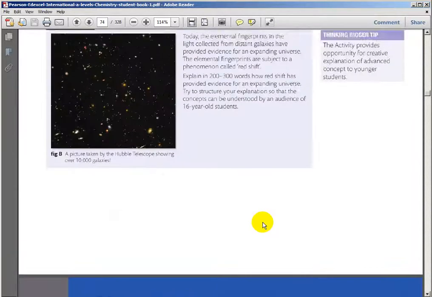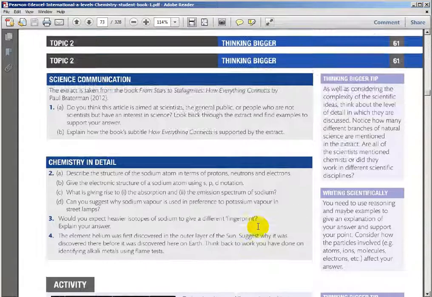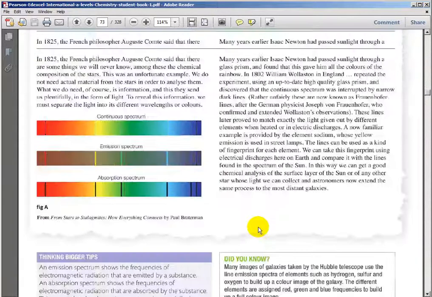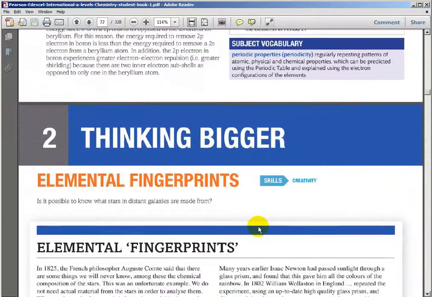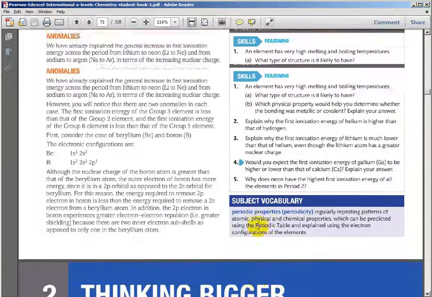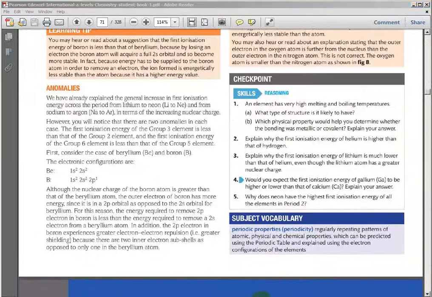This is topic 2. Less than 1 minute is remaining. Quickly.